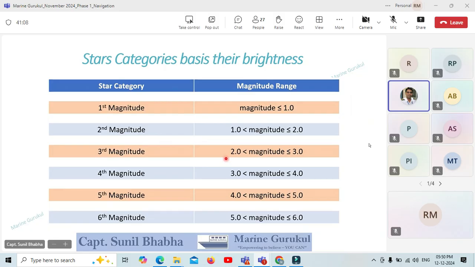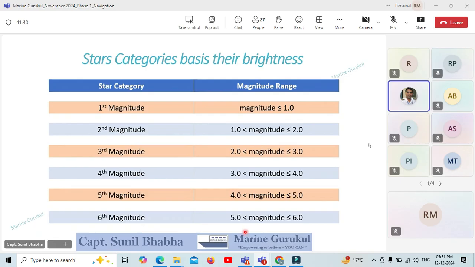Now, after this, stars having magnitude greater than 2.0 and less than or equal to 3.0 fall under the category of third magnitude stars, and so on. Stars having magnitude greater than 3.0 and less than or equal to 4.0 are fourth magnitude. Stars having their stellar magnitude greater than 4.0 and less than or equal to 5.0 are fifth magnitude, and so on.